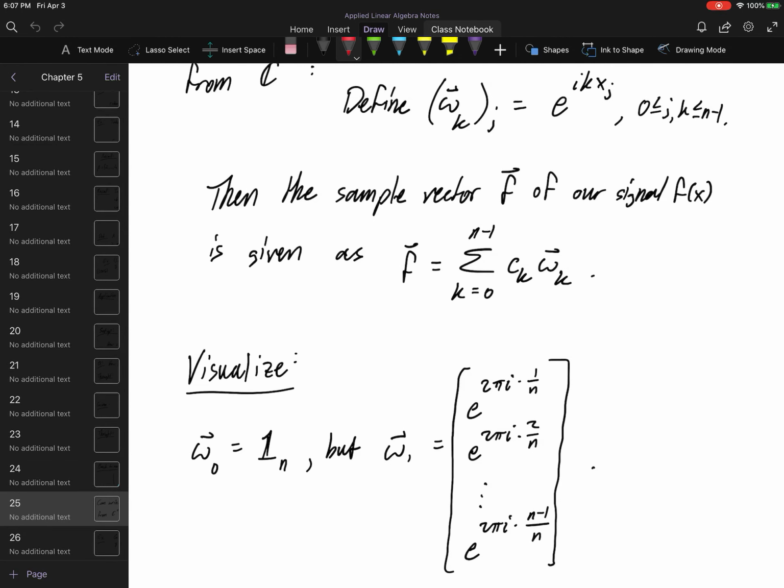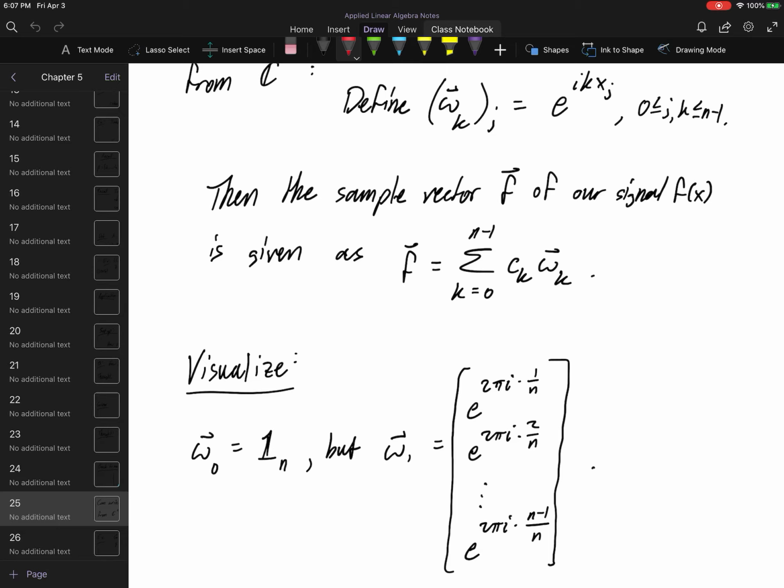To visualize what's going on here, omega 0, let me keep the definition on the screen, is going to be the frequency 0 complex exponential function. That is e to the i times 0 times x, in other words, e to the 0. And we all know this is going to be 1. So this evaluates to the same thing at each sample point xj. So we create a vector of all 1s for omega 0.